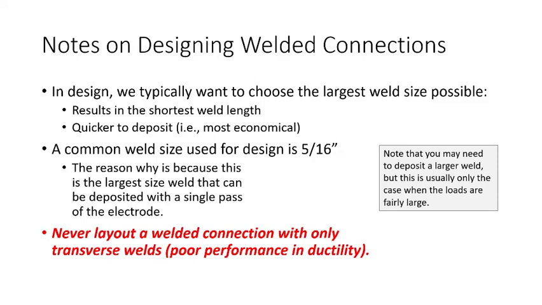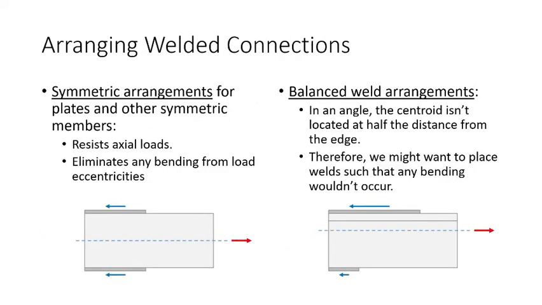And again, as I said, never lay out a welded connection with only transverse welds because you get poor performance in ductility. Now, for arranging the welds, a symmetric weld arrangement is just putting the same amount of weld on either side. That could be either two longitudinal welds or a longitudinal and a transverse weld. For a balanced weld arrangement, we lay out the welds in order to eliminate eccentricities from moment, so you'll get a longer weld on one side of the angle than the other. That could be two longitudinal welds, or a longitudinal, transverse, longitudinal. Those are balanced arrangements as well.